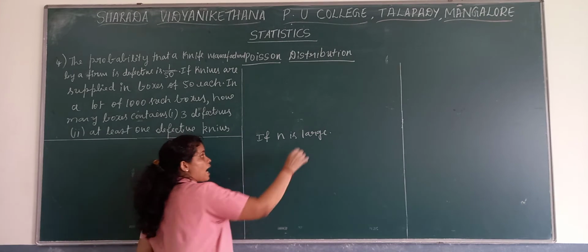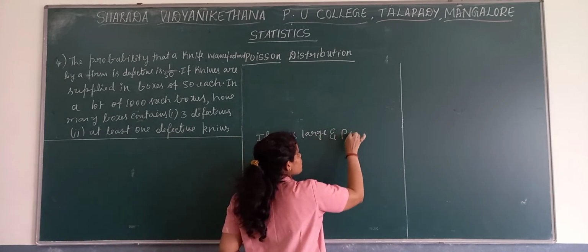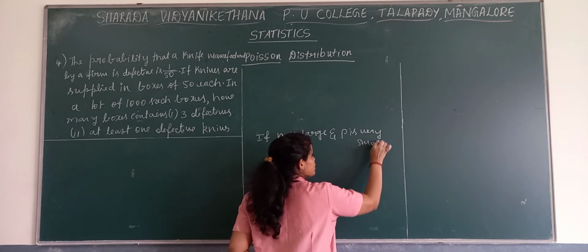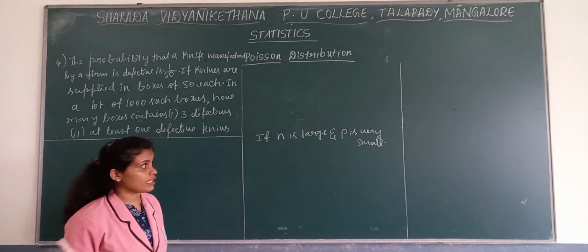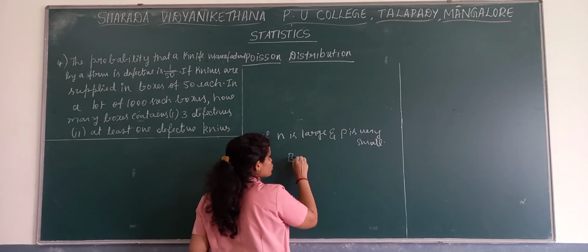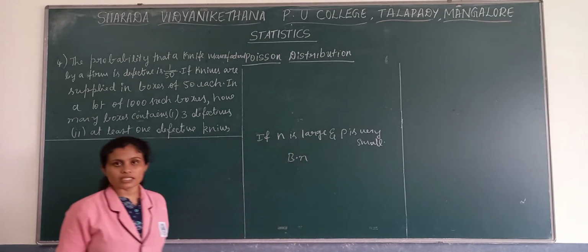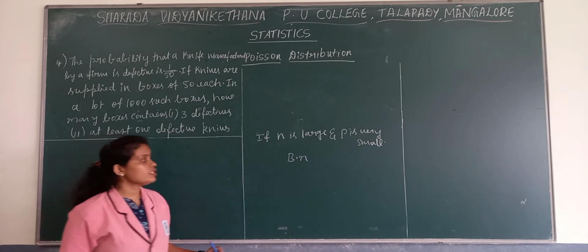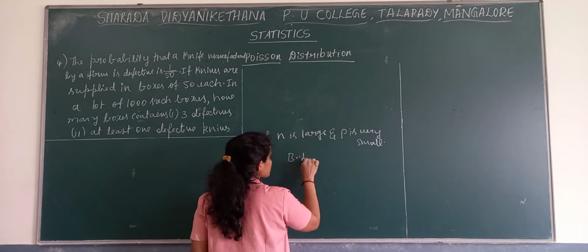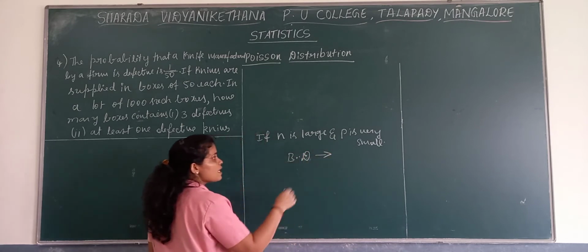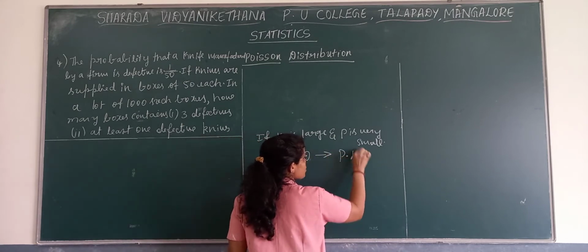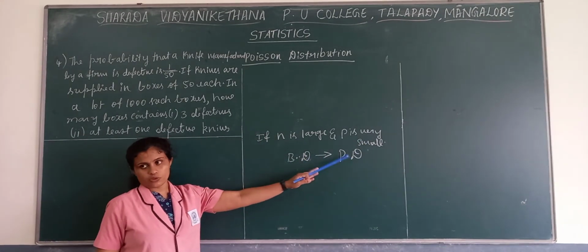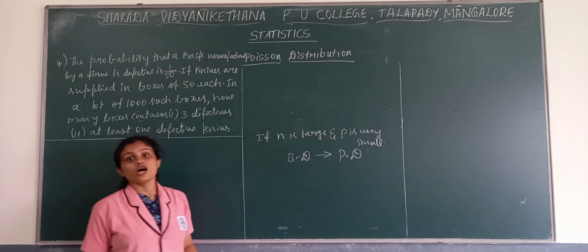If n is large and p is very small, then in case of binomial distribution, we cannot treat the variable x, we cannot treat that problem in binomial distribution. In such a case, binomial distribution is considered as Poisson distribution. Binomial distribution tends to Poisson distribution.